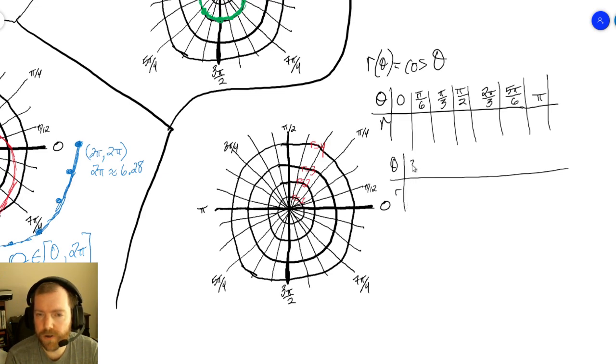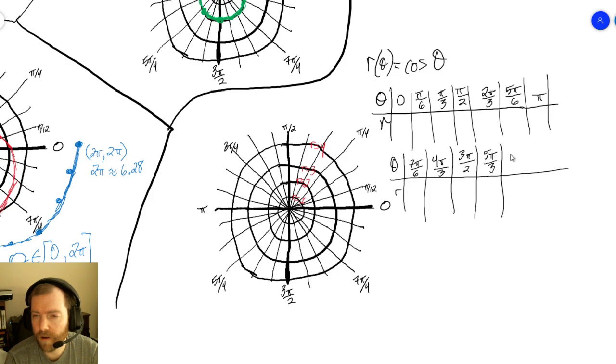Theta and r starting from 7 pi over 6. 4 pi over 3. 3 pi over 2. 5 pi over 3. 11 pi over 6. And 2 pi.